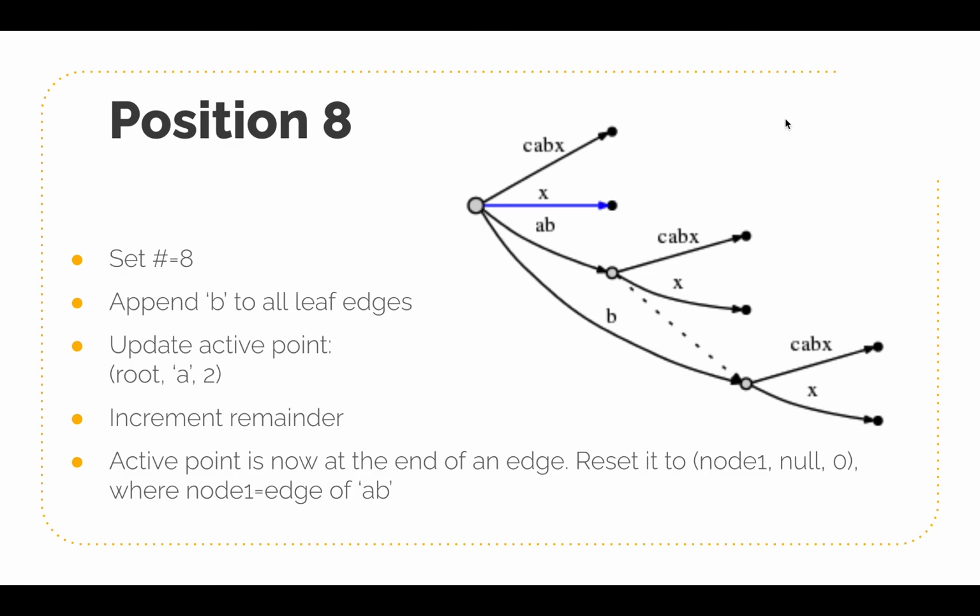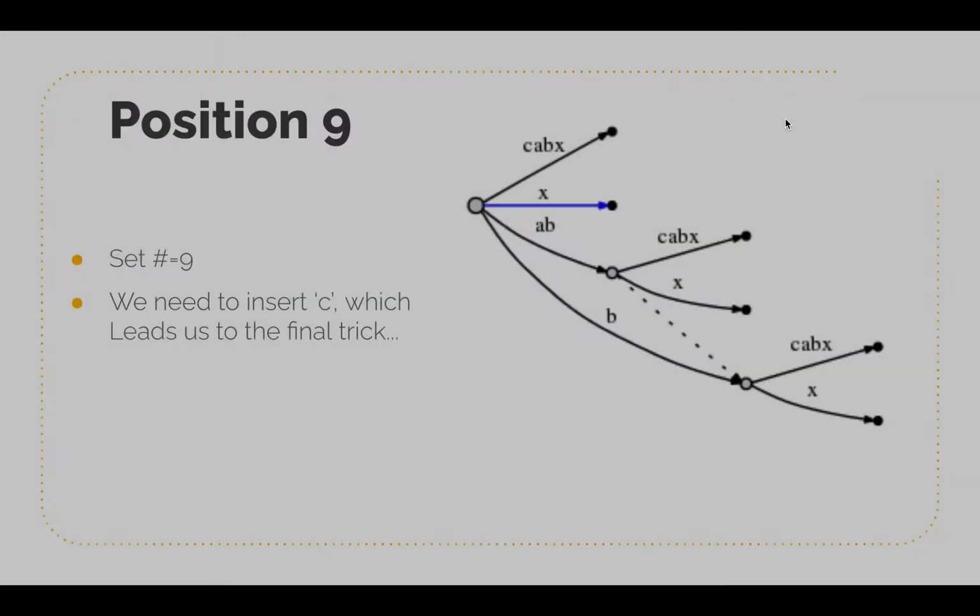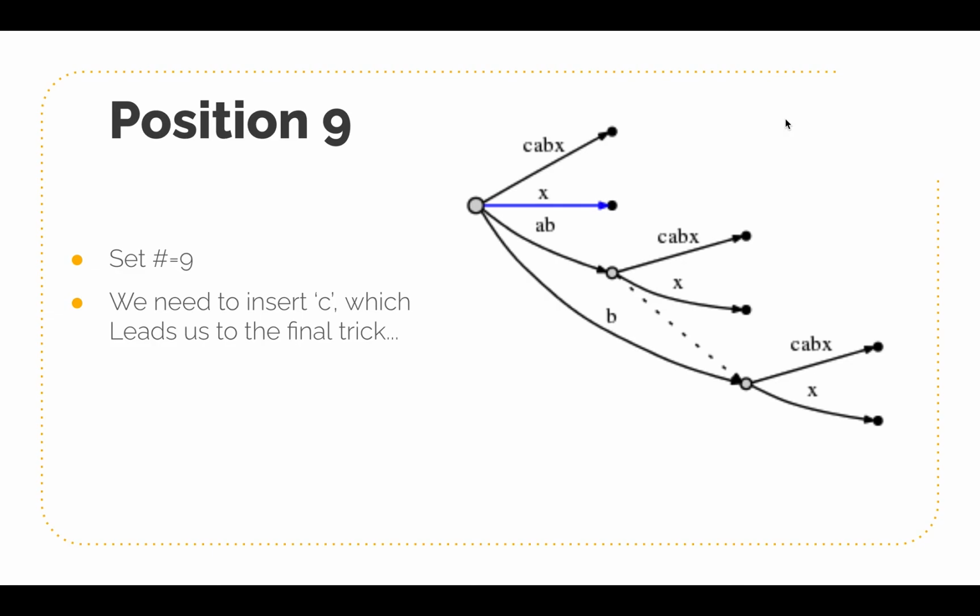In step 8, we set the current position to 8 and we append B. As seen before, this only means that we update the active point to root A2 and increment remainder without doing anything else, because B is already present. However, we notice, in O(1) time, that the active point is now at the end of an edge. We reflect this by resetting it to node 1, null, 0. Here I use node 1 to refer to the internal node the AB edge ends at. Then, in step 9, we need to insert C, and this will help us understand the final trick.